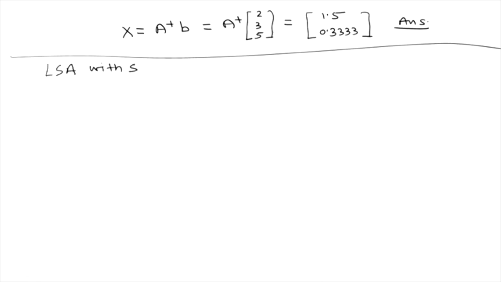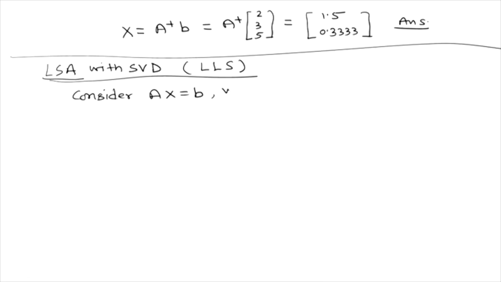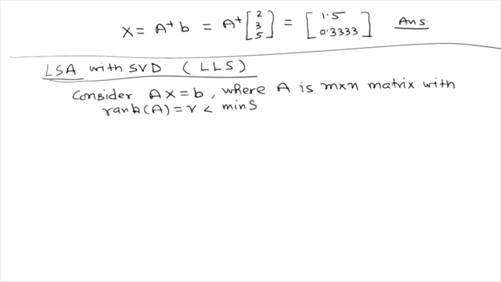LSA with SVD. Or this LSA I can also write LLS, meaning linear least square solution. So, for doing this, again consider Ax = b, where A is an m by n matrix with rank of A equal to r, which is less than the minimum of m and n. Then, if it is an overdetermined system, the least square solution is to minimize the square norm of Ax minus b, and we have to find such an x.